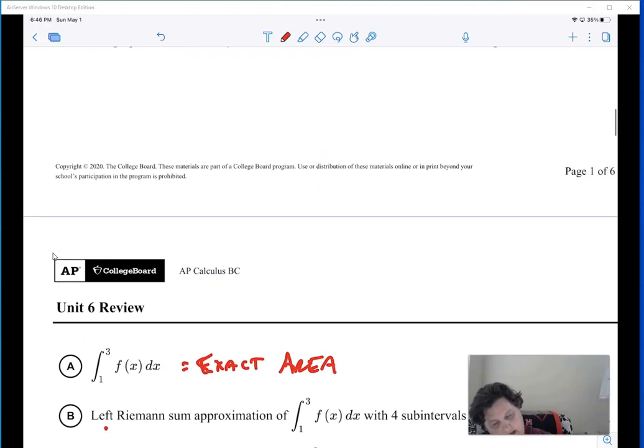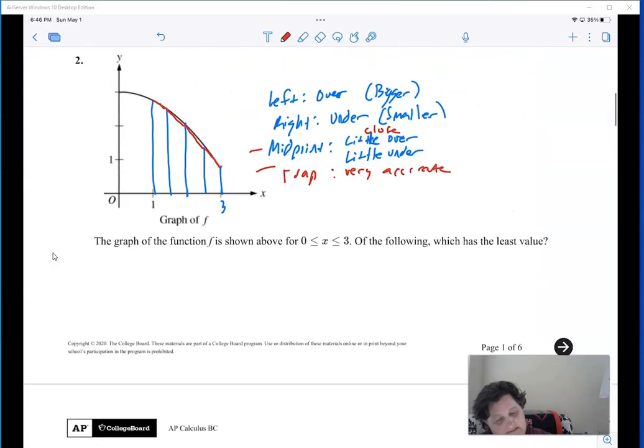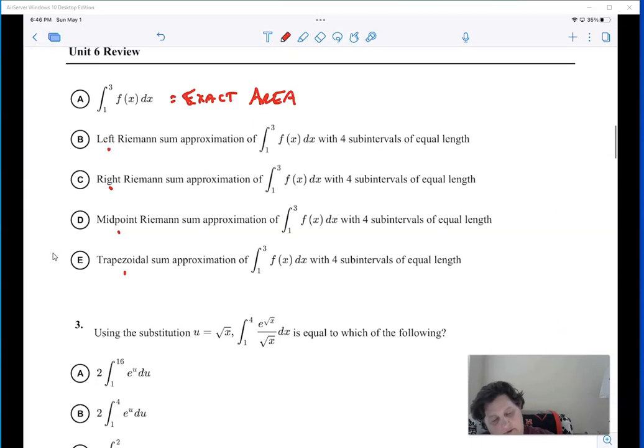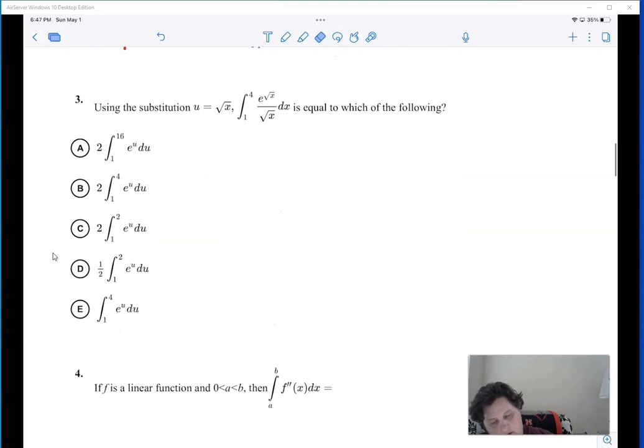If it asks which has the least value, it's definitely the right, because that's the one that is a big underestimation. Okay, cool.